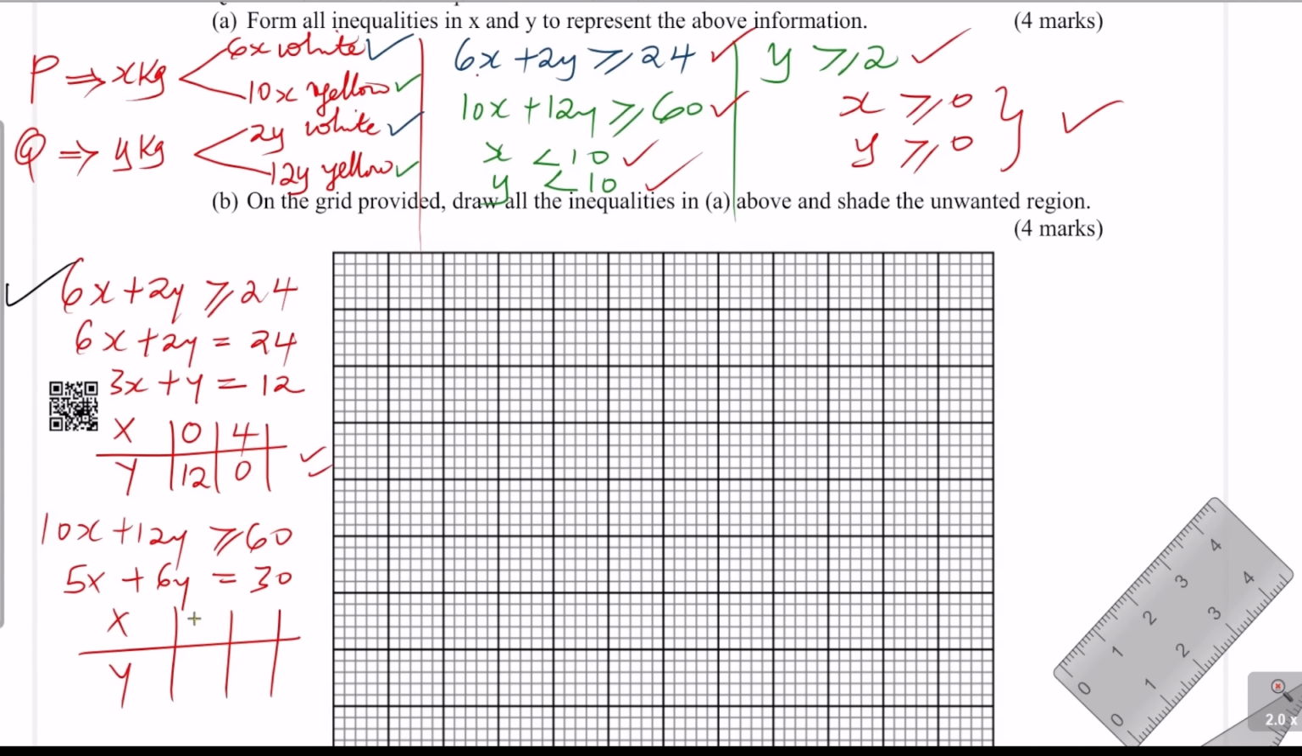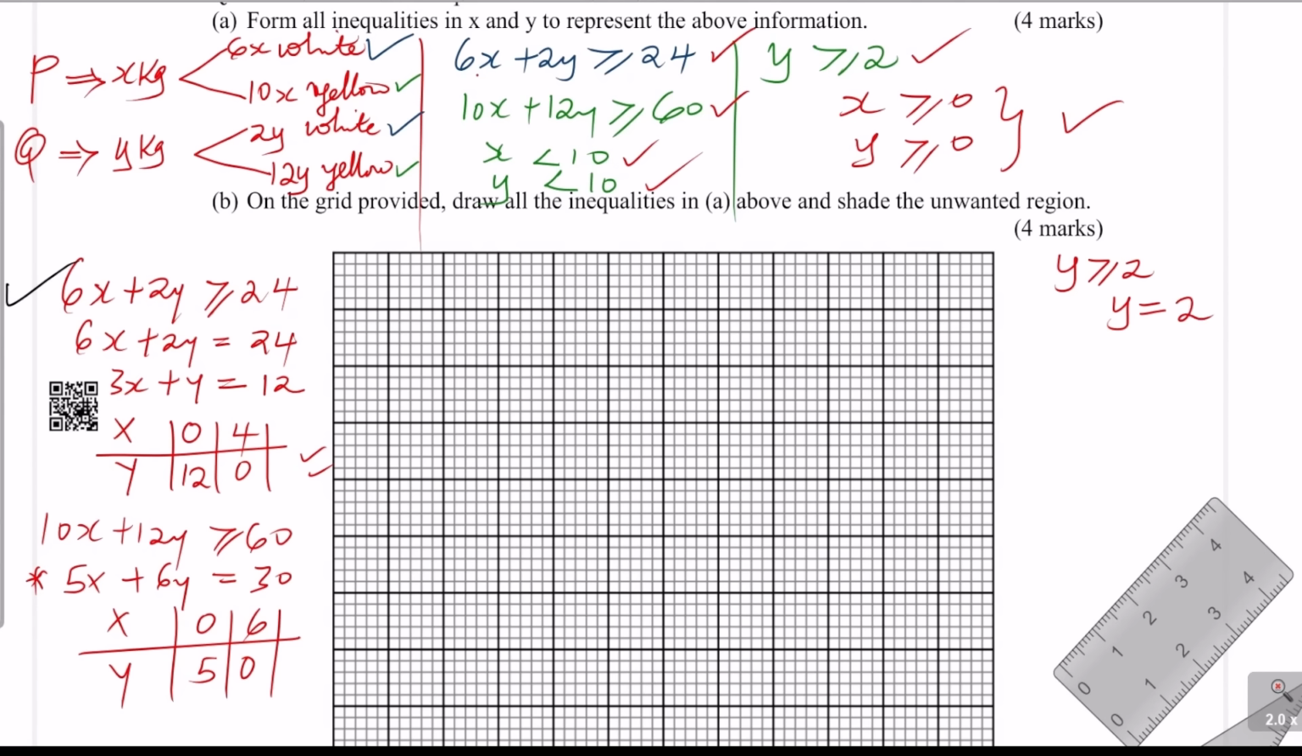So when x is 0, y will be 5, just feeding it here in this equation, 5x plus 6y is equal to 30. When y is 0, x is equal to 6. So those are the ones that you're going to use to draw that. And then from there, the other one will be easier to draw. y is greater than or equal to 2. We are going to draw this line, y is equal to 2.